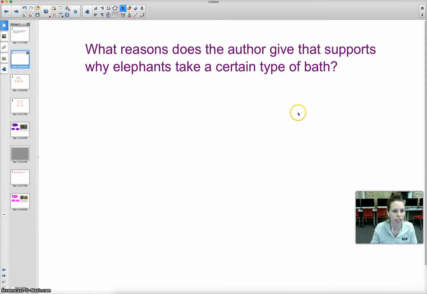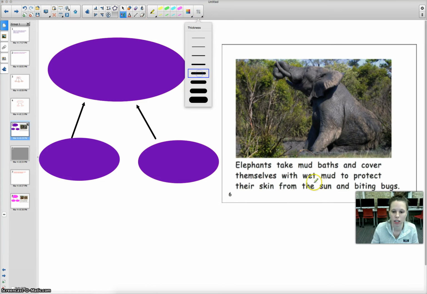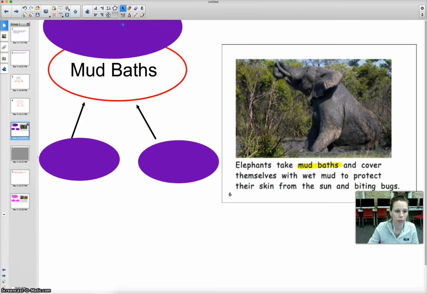So let me think. I think I found this on page 6 in my book. They were talking about baths. Oh, here it is. Okay, elephants take mud baths and cover themselves with wet mud to protect their skin from the sun and biting bugs. Okay, so I found what type of baths they take. They take mud baths. Okay, so there's our point that we're trying to prove.